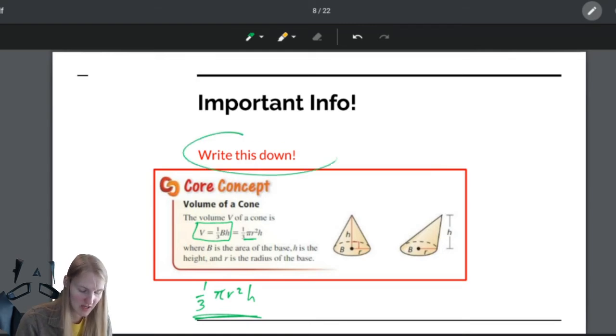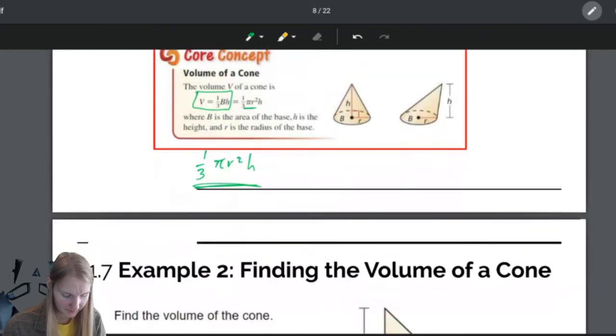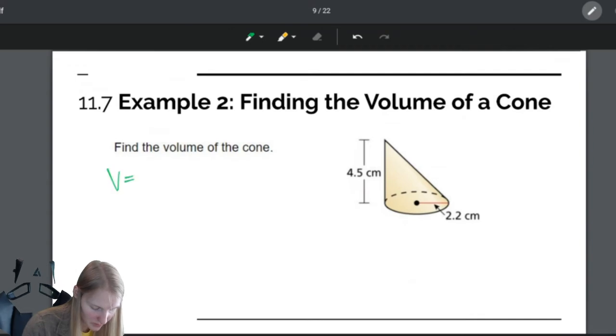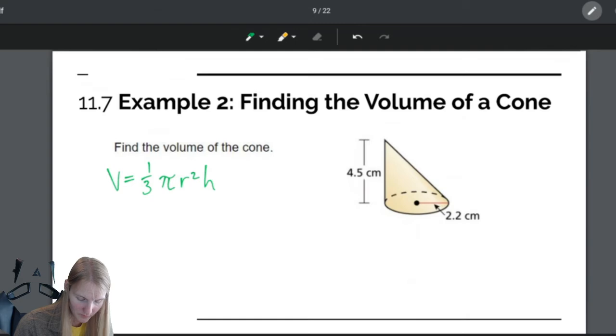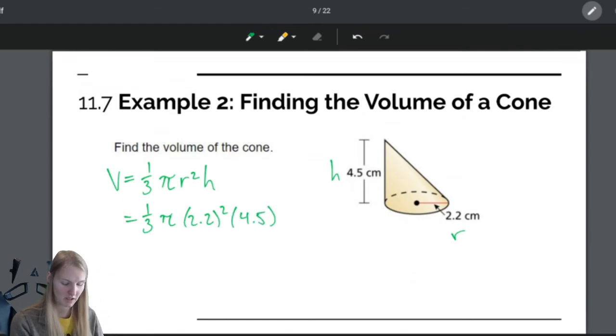Make sure that you have written this down. If you haven't, pause it, write it down, and then we'll move on. So finding the volume of a cone, remember, volume is 1/3 pi r squared h. And now we're just plugging stuff in. There's your radius, there's your height. So 1/3 pi times 2.2 squared times 4.5. And remember, I want this in exact form.